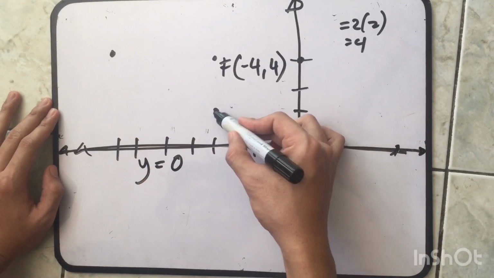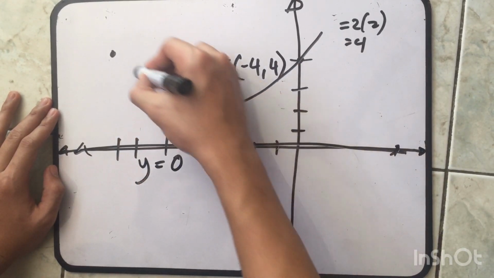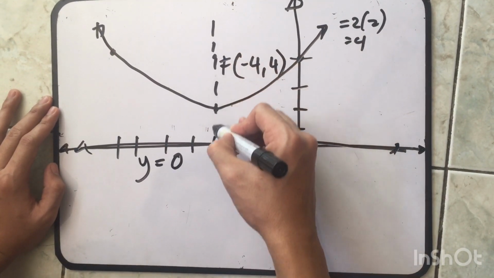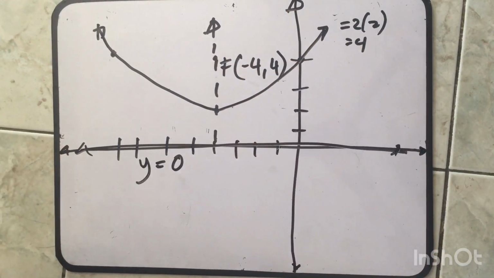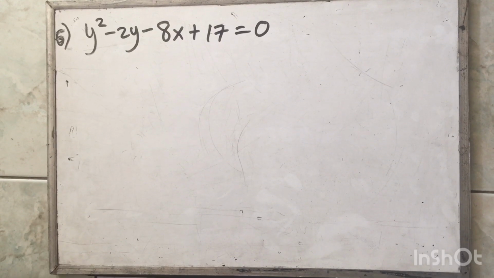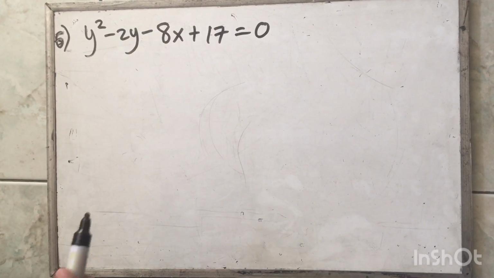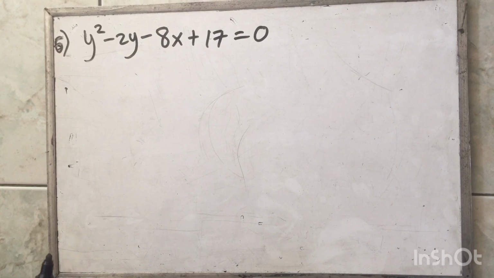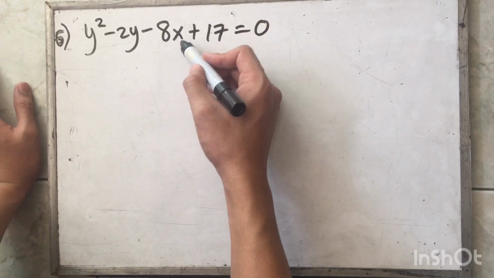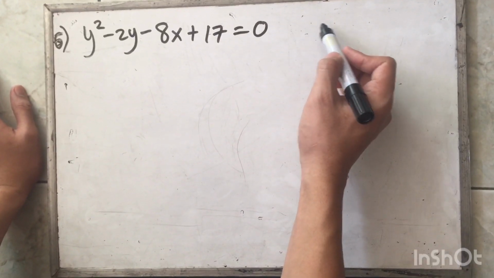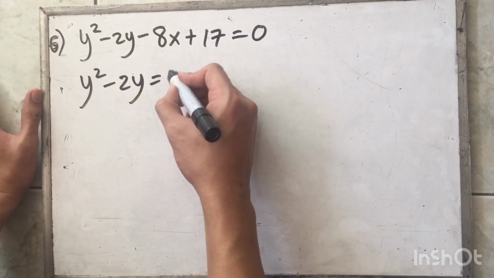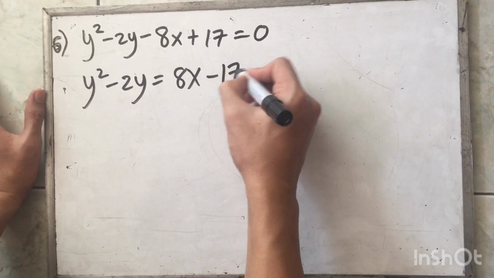So the equation or the graphs looks like this. Another example is y squared minus 2y minus 8x plus 17 equals 0. So the given equation is written in general form, so we have to transform it in standard form. We are going to transpose negative 8x plus 17 to the right side of the equation. It will become y squared minus 2y equals 8x minus 17.